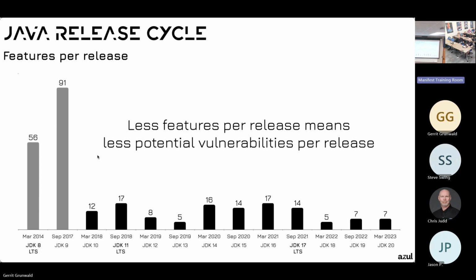So if you just have 12 new features, it's way easier to test them and to make sure that this stuff is secure, instead of having 91 and you have to make sure that everything is secure, right? And you see, it's even going down, like 5, 7, which is way better for the security stuff.